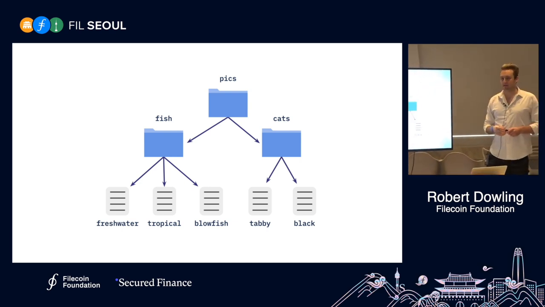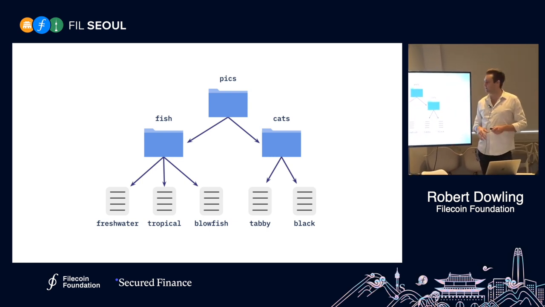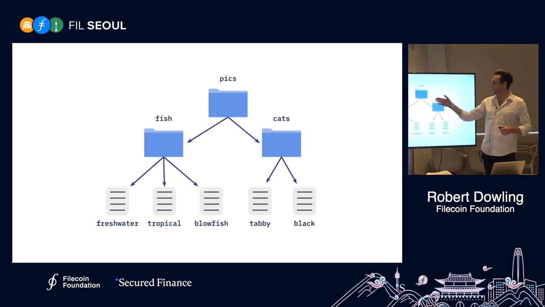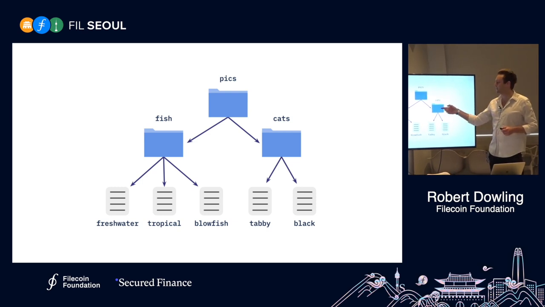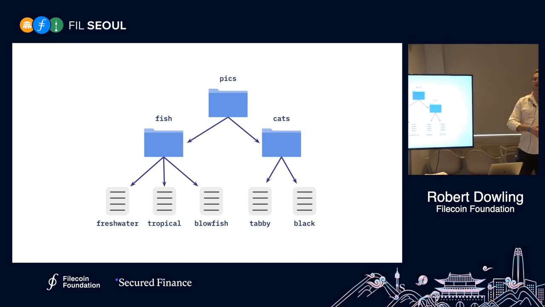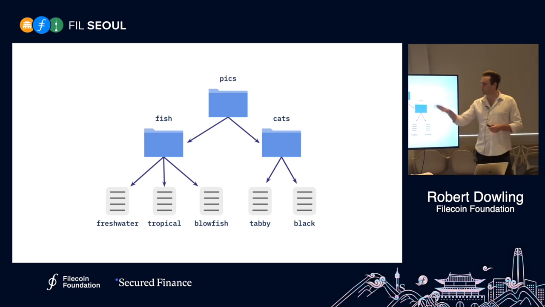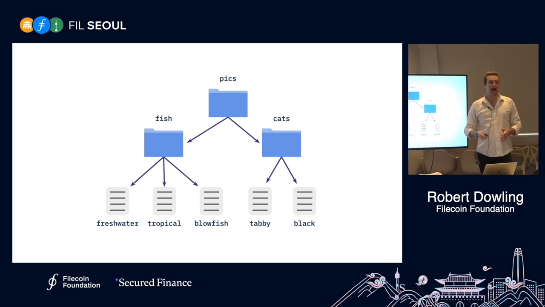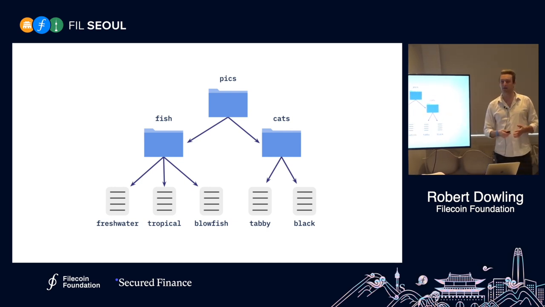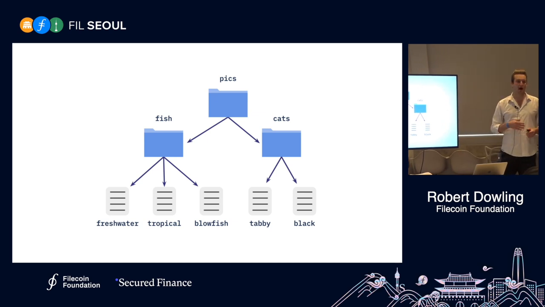Graphs need to be acyclic to show this relationship, because think about it. Let's say you have the cats folder that's in the pics folder, and then you have an edge also drawn from cats to pics. You're also saying that the pics folder is in the cats folder, and that would make absolutely no sense. So this is a directed acyclic graph, and it actually gives us some very compelling features.